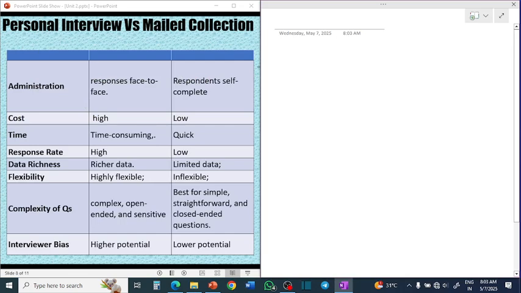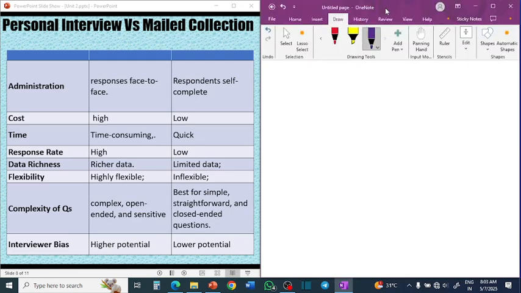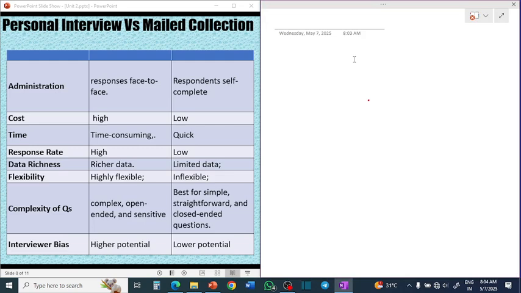If we talk about this in administration, how we provide the questionnaire to that particular person. In personal interview, we go to that person, and in mailed collection, we mail whatever our question is, we mail that particular question to that person.